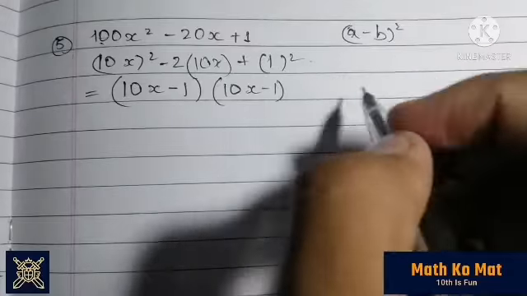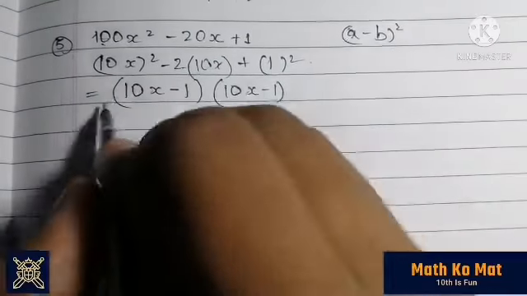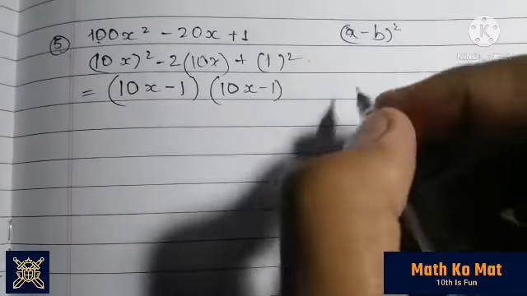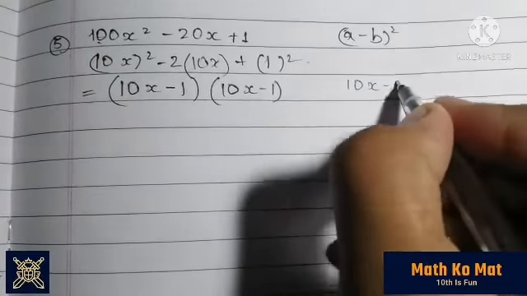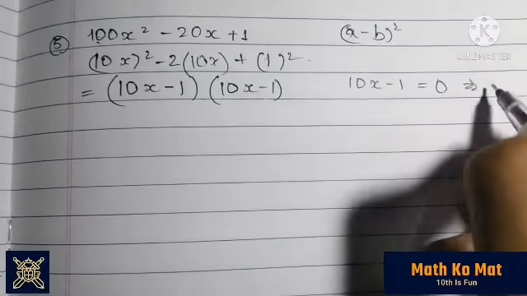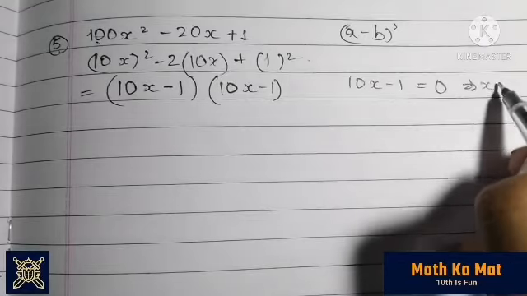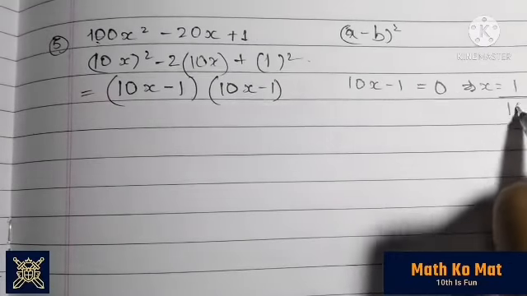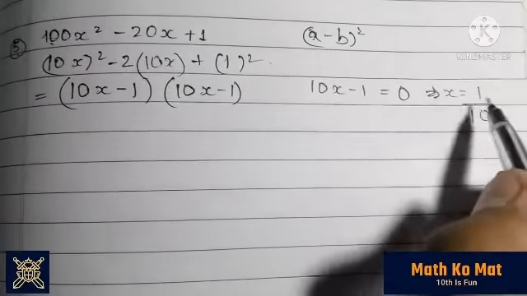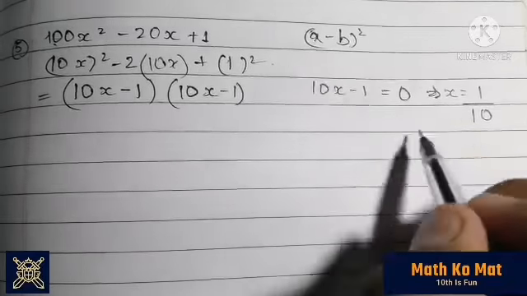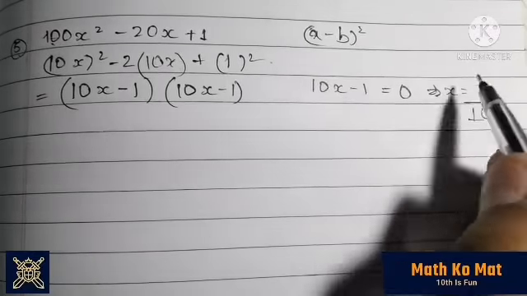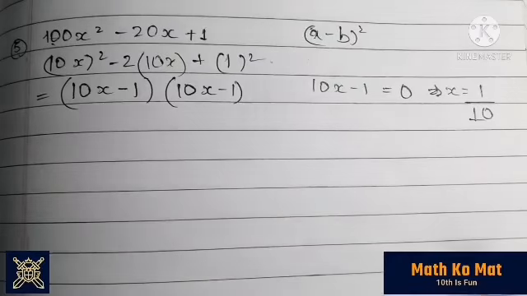Both of the roots are equal to each other, and to find the roots, equate any one of the factors to 0. So 10x minus 1 is equal to 0. This implies that x is equal to 1 by 10. X is equal to 1 by 10. 1 over that side and 10 as the denominator. And both the roots are equal, so both the roots are equal to 1 by 10.